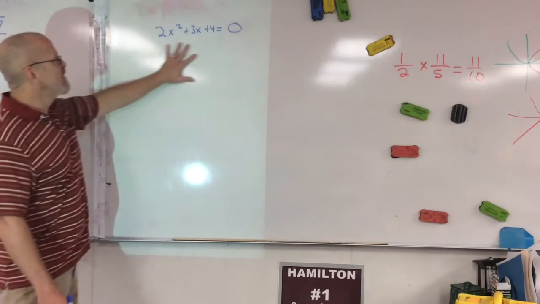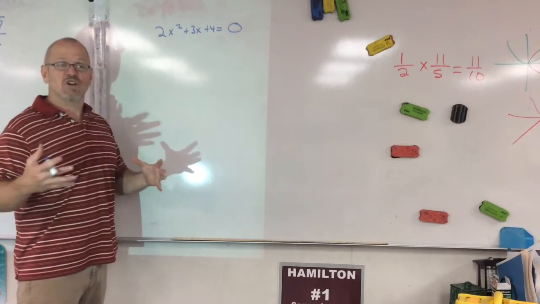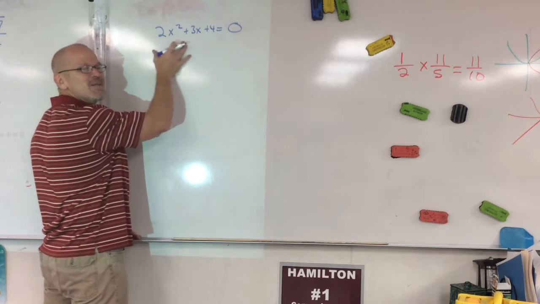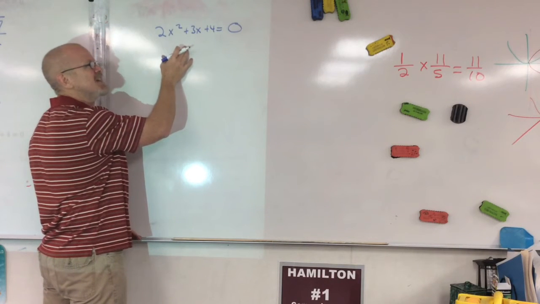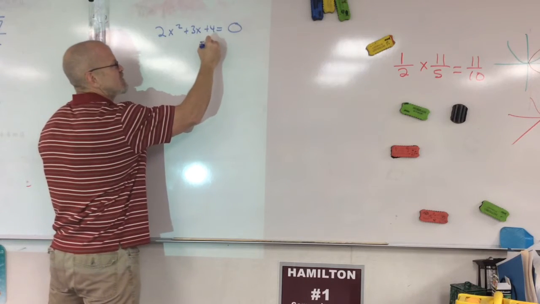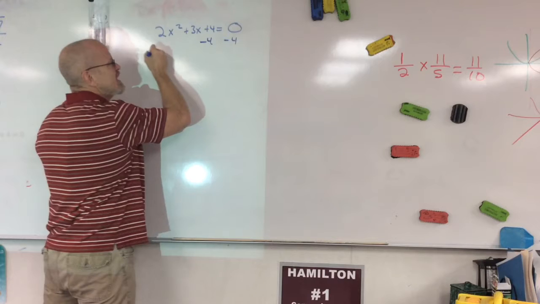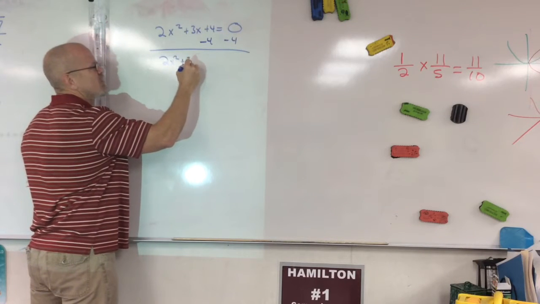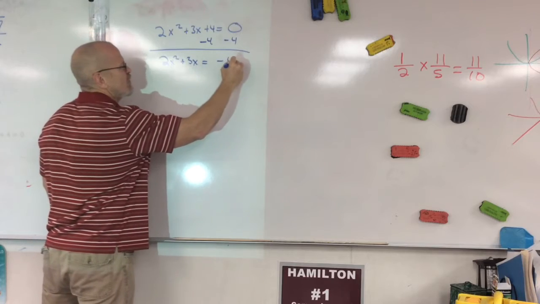All right, we got another quadratic equation. We're going to try to solve this by completing the square. So the first thing I want to do is get my a and my b sections, ax squared plus bx, by itself. So I do what to both sides? Minus 4. So we're going to subtract 4. And if I do that, I've got 2x squared plus 3x equals negative 4.